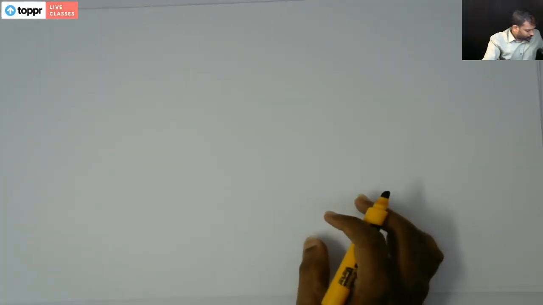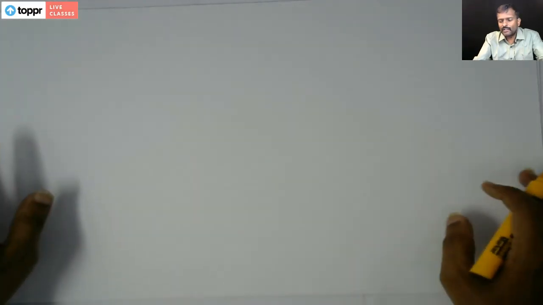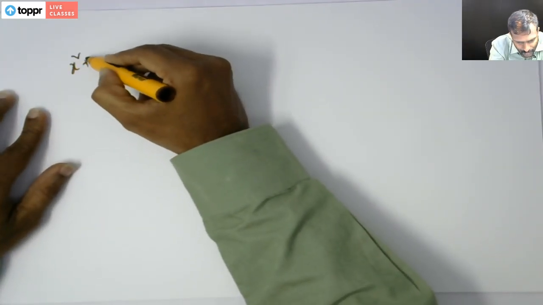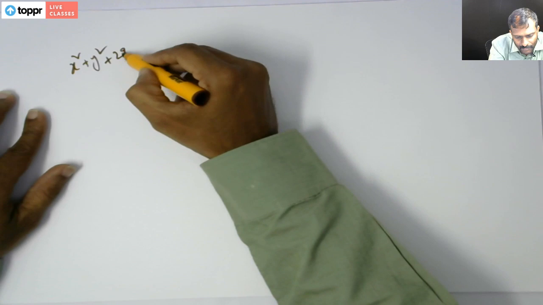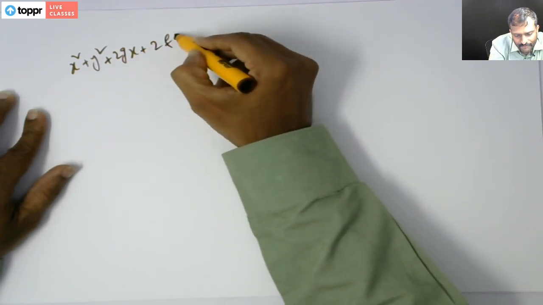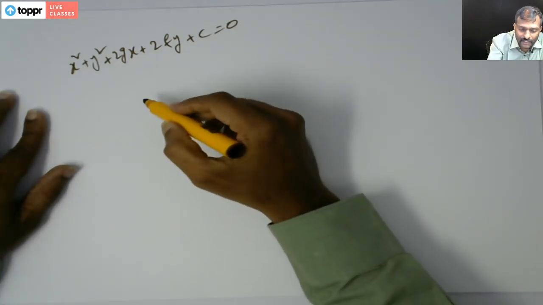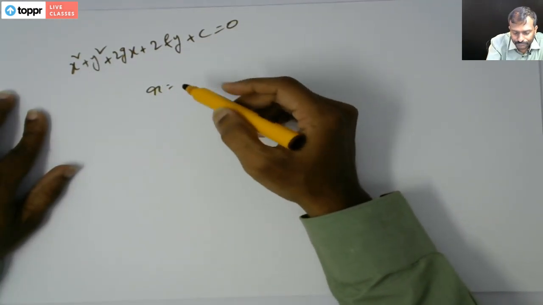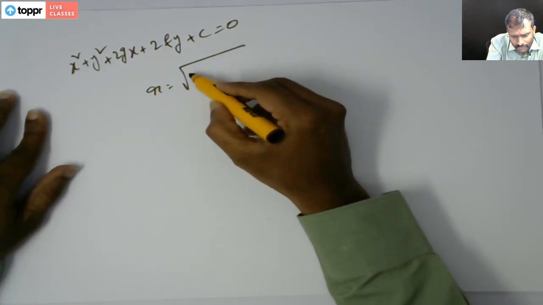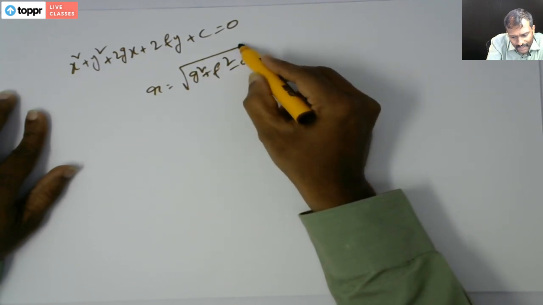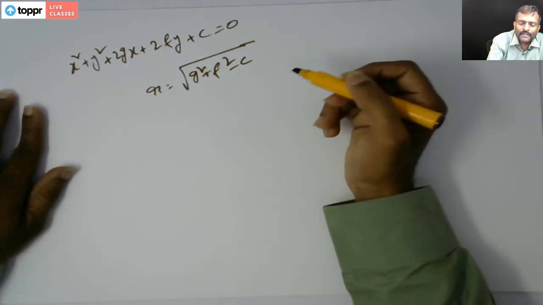Now, what can we say about this circle? Suppose I have a circle x square plus y square plus 2gx plus 2fy plus c is equal to 0. We know that the radius is equal to root of g square plus f square minus c. This would be the radius.